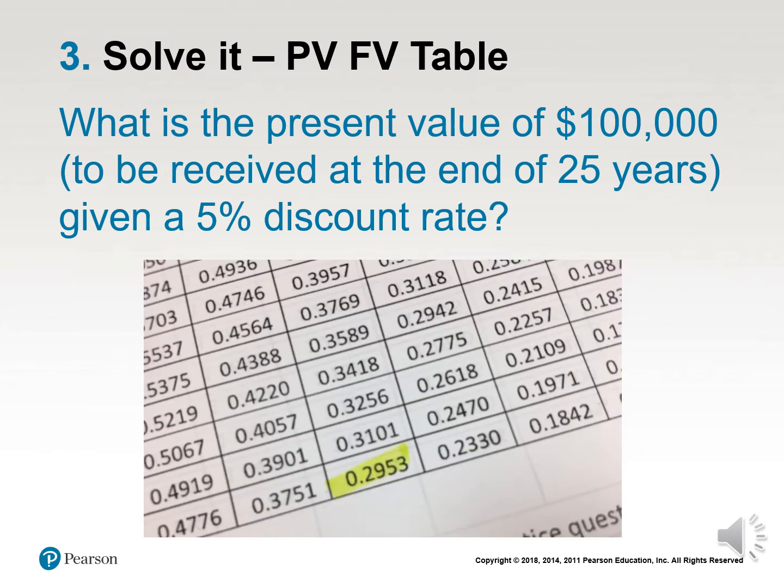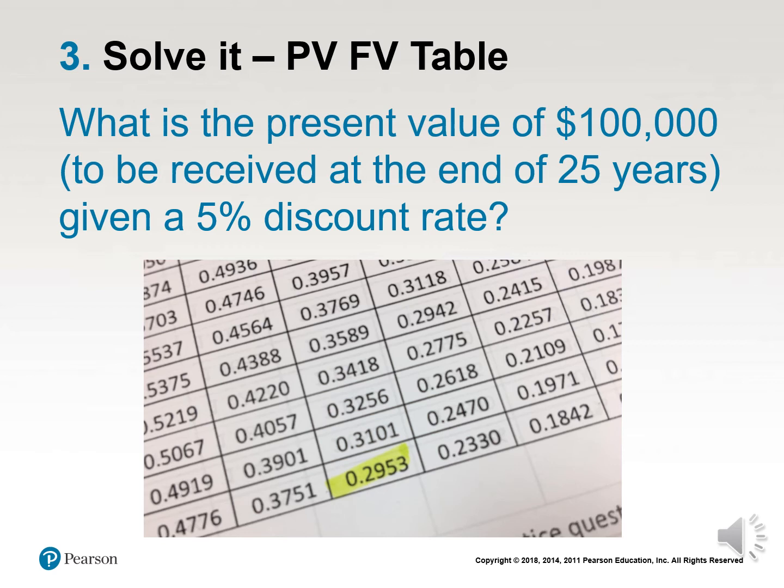Step 3 is to solve it. First of all, we're going to use our present value, future value table. We will be looking at the opposite side of the table this time, as we need to find a present value this time. What is the present value of $100,000? What we need to do is to track the interest rate and where the period meets, where it intersects in our table.